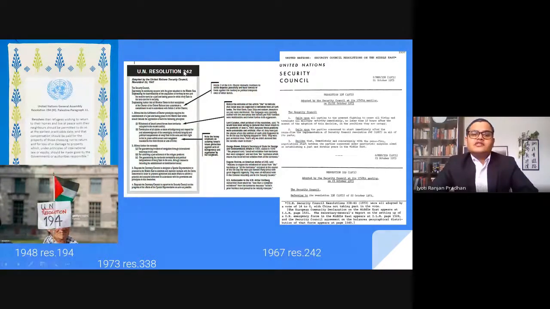And today we'll also discuss Resolution 242 and Resolution 338. These are images, or should we say, screenshots of the same.